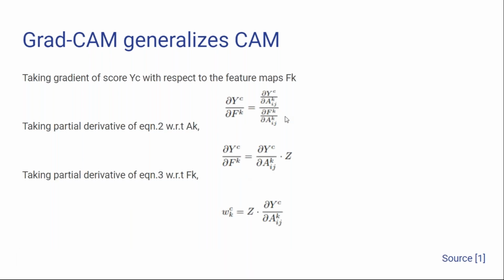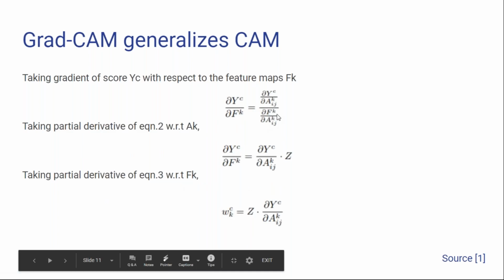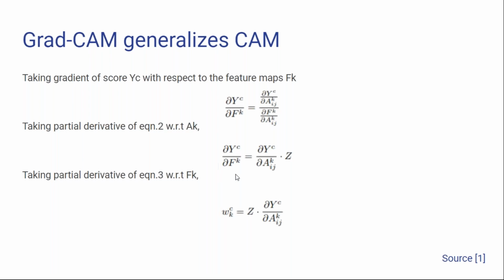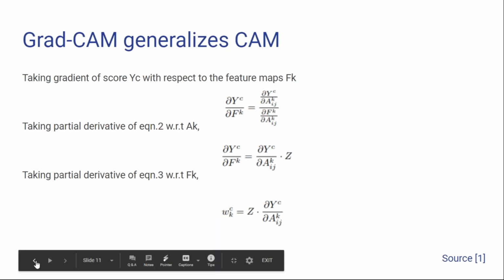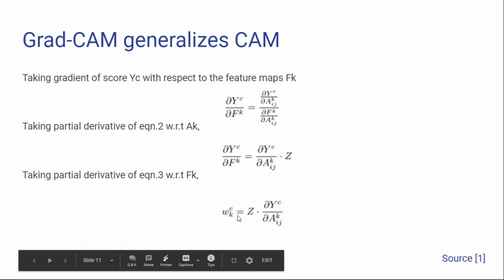Okay, so the feature map, the dA by dF in equation 2 is actually 1 by z. So you can substitute 1 by z in the denominator here, and we get this equation. And we take a partial derivative in equation 3 with respect to Fk. So dY by dF then again becomes wck.